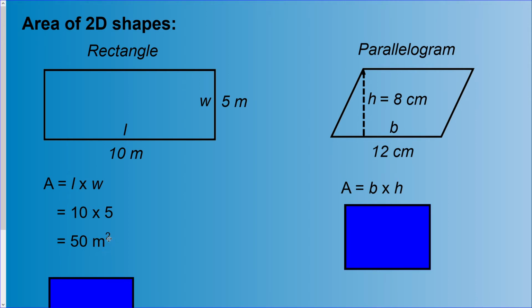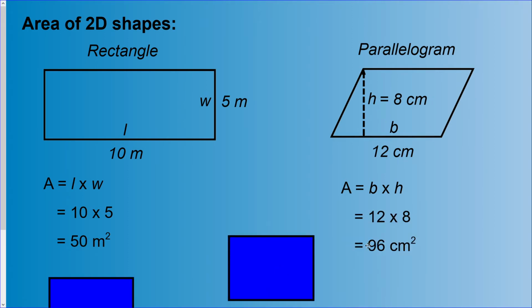So meters squared, remember area should have a squared in there. So parallelogram, just base times height. Okay, so if we do base times height, just 12 times 8 is 96 centimeters squared.